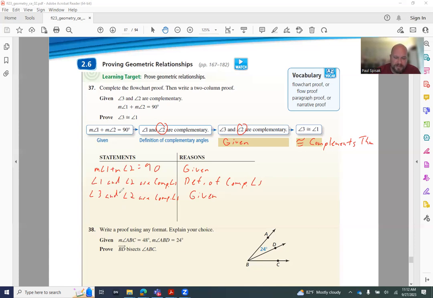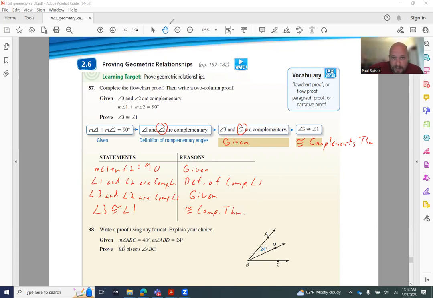And then finally, since 2 angles are complements to the same angle, they must be congruent. So that's angle 1 is congruent. Oh, I want to make sure I put in the same order as what they told me to prove. So let's put angle 3 is congruent to angle 1. Again, that's congruent complements theorem. Like I said, I like to abbreviate.